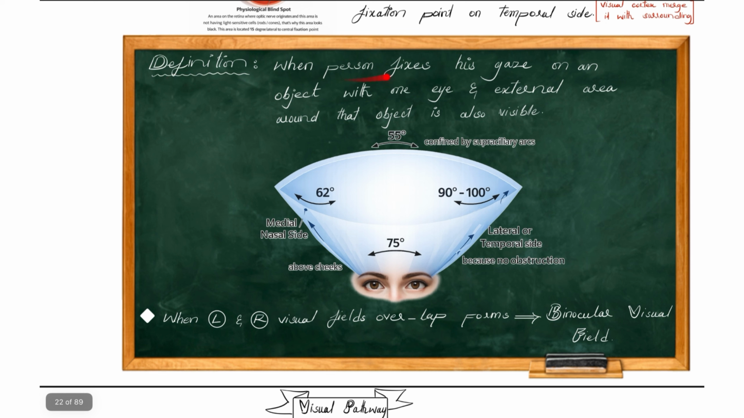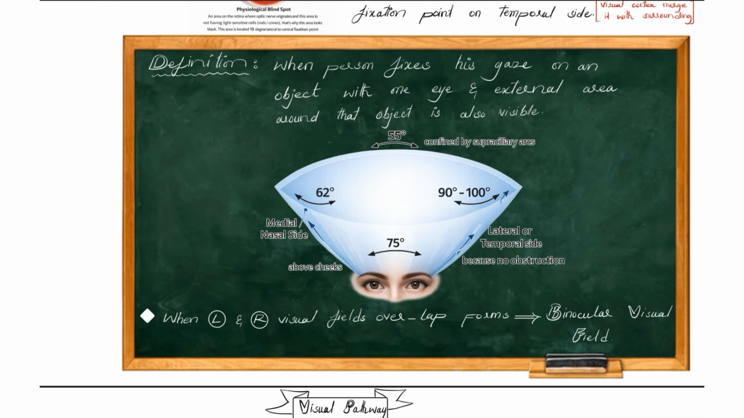When a person fixes his gaze on an object with one eye while the other eye is covered, the external area around the object is also visible, and this external area is called the visual field. And the boundary of the visual field on the lateral or temporal side is 90 to 100 degrees. Why is it so widened? The reason is that there is no obstruction.